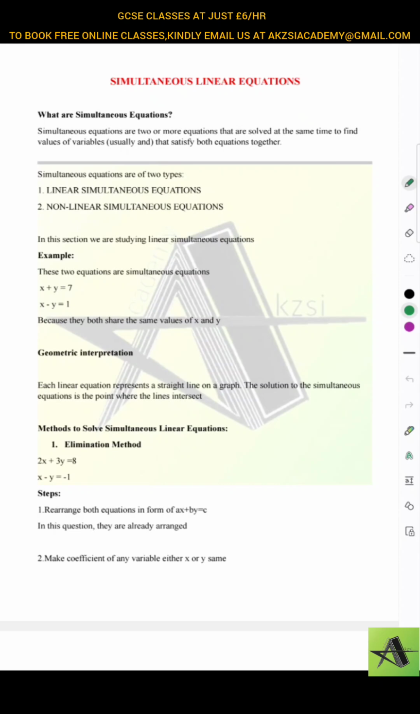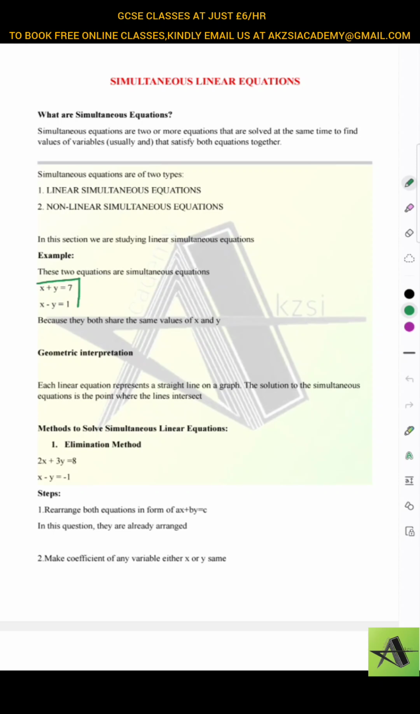That means you will see 2 or 3. In your syllabus, it's 2. But generally, simultaneous equations can be 3, can be 4. These are sets of equations and they share the same values of x and y. Or however many variables there are, they share the same values of those variables.